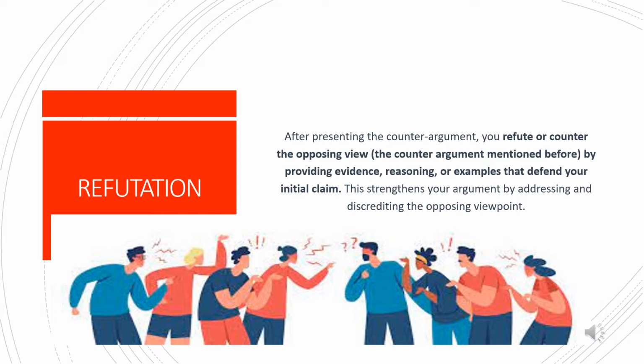So remember when I mentioned the counter-argument, at the beginning of your third paragraph, you're going to write a counter-argument or an opposing view that is opposite of your original stand. And then after that, you have to refute or counter the opposing view by providing evidence, reasoning, or examples that defend your initial claim. So don't worry if you're still confused. We're going to look at a few examples after this.